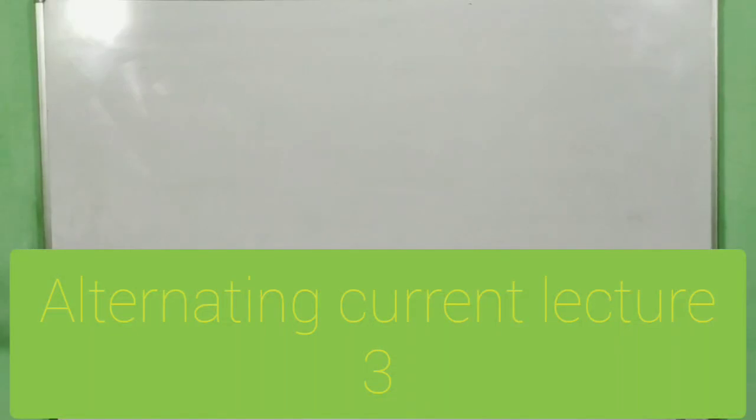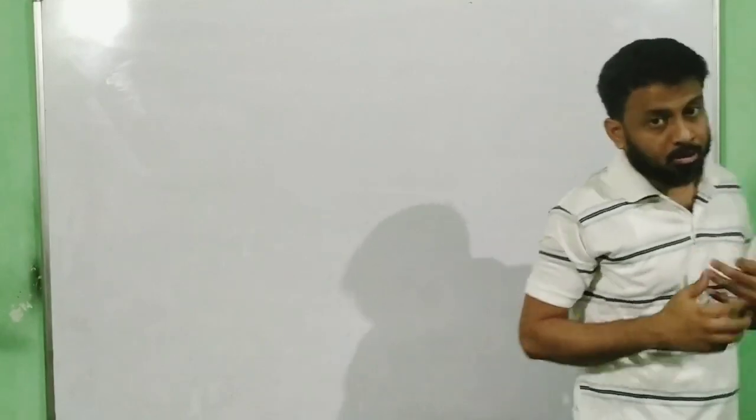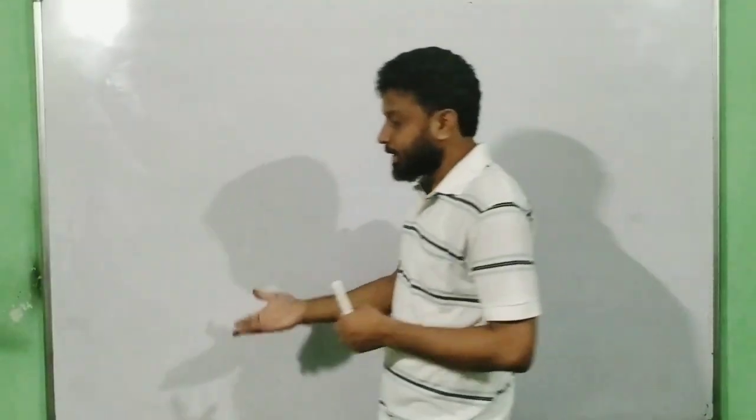Hello students, today we are going to see lecture 3 of alternating current. In this lecture we are going to see the combinations of resistance and capacitance, or the combination of resistance and inductance, and then at the last we are going to see the combination of all three, that is the LCR circuit.